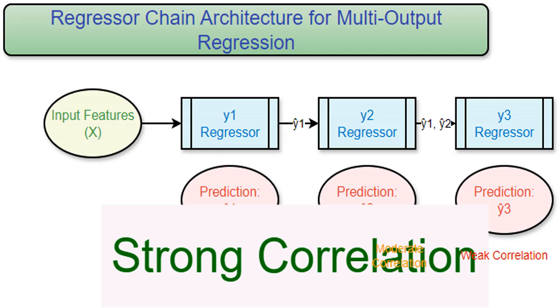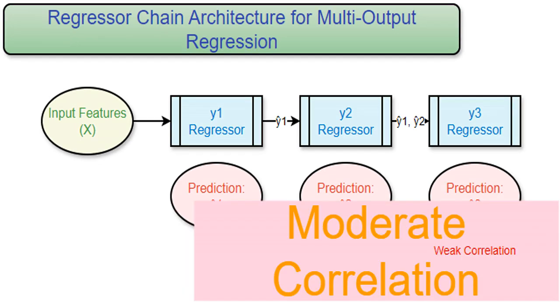This describes the strength of the relationship between y1 and y2. A strong correlation means that changes in y1 are strongly associated with changes in y2 and vice versa. In a regressor chain, leveraging this strong relationship can lead to better prediction accuracy for y2, as y2's regressor can use y1's predictions as an input feature.